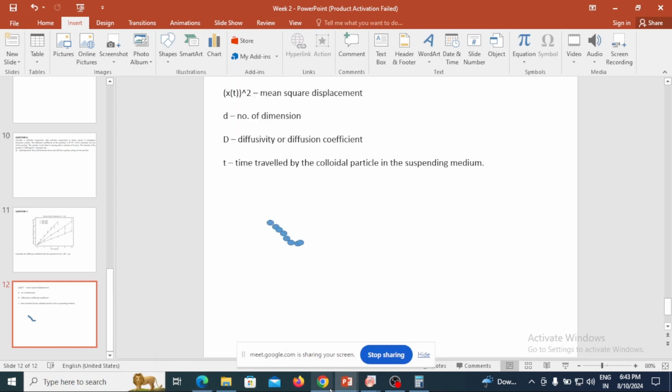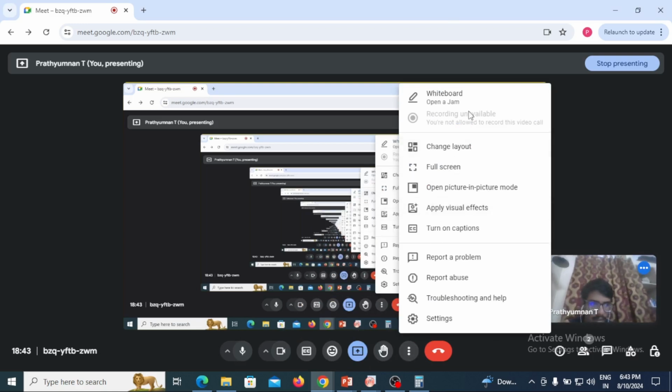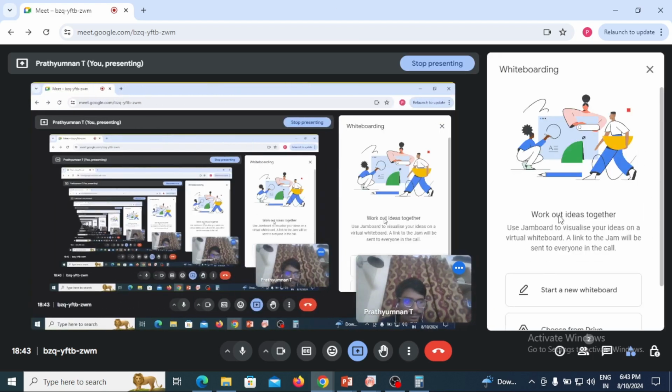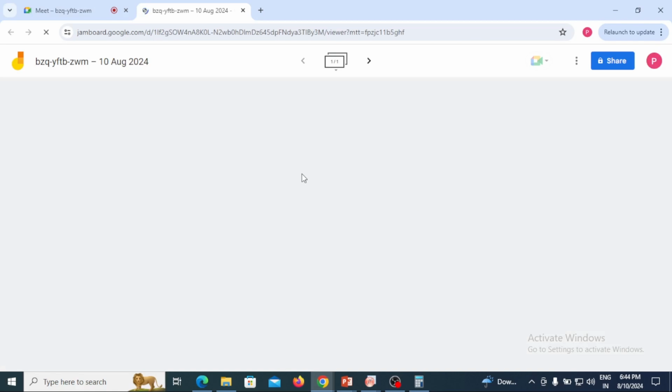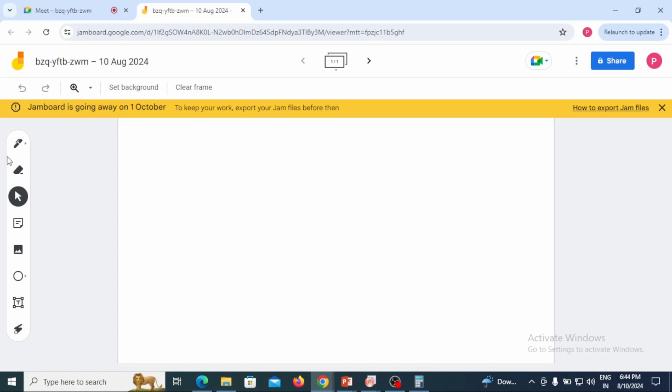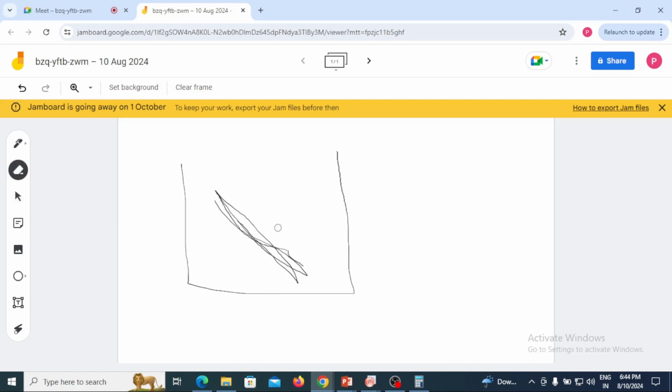or wait, better let me use Jamboard. Can we use So assume that this, and then you have this chain of molecules, or instead of chain of molecules you can say some sort of a colloidal particle, let it be like this.